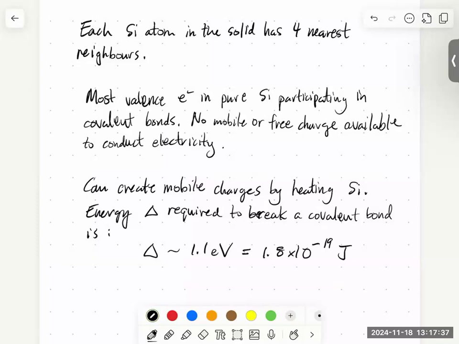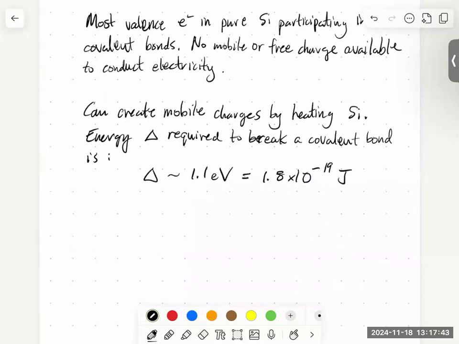I think it's most instructive to convert this to temperature units. So kBT, Boltzmann's constant, times temperature is an energy. And so that means delta divided by kB has units of temperature. And this turns out to be something like 12 or 13,000 Kelvin. That's quite a high temperature.